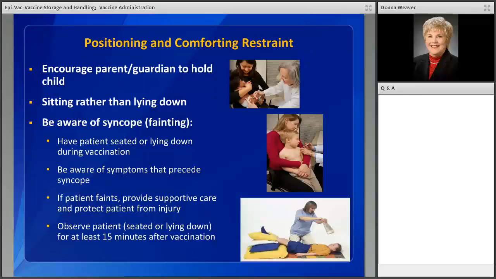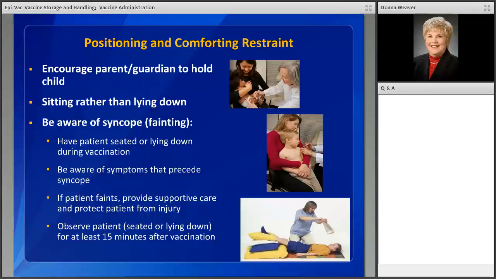All providers who administer vaccines to older children, adolescents, and adults should be aware of the risk for syncope or fainting after vaccination, which could lead to patient injury. So make sure the person who is being vaccinated is always seated or lying down. Be aware of symptoms that precede fainting, like weakness, dizziness, and if the patient looks pale. And of course, provide supportive care and take appropriate measures to prevent injuries if the patient does faint.